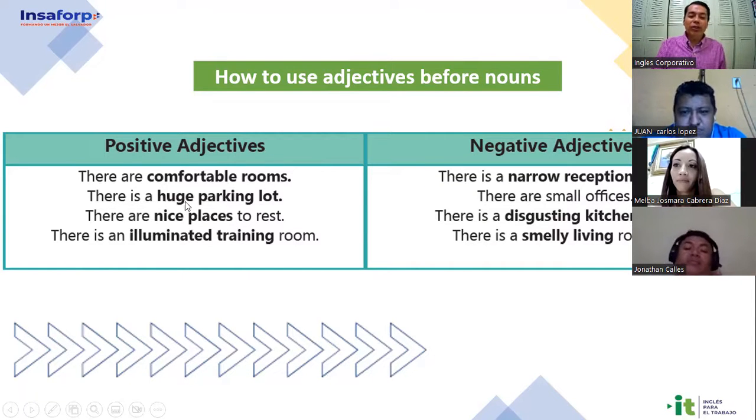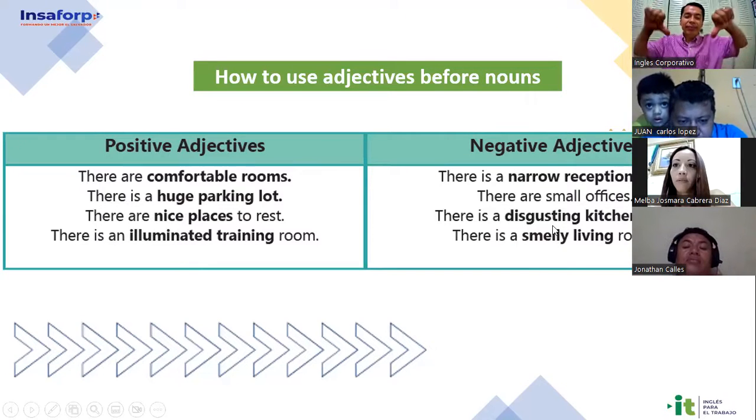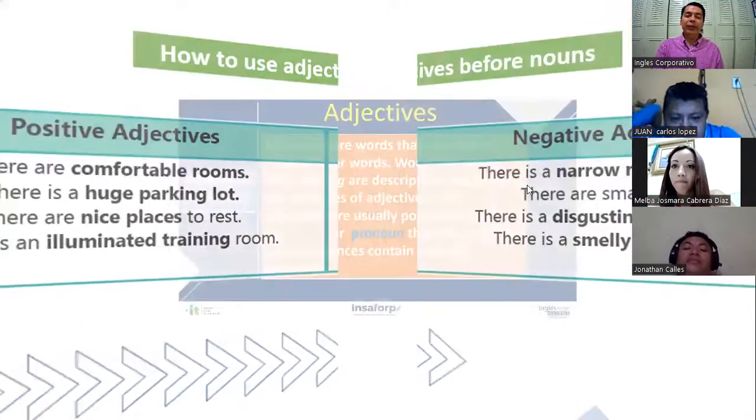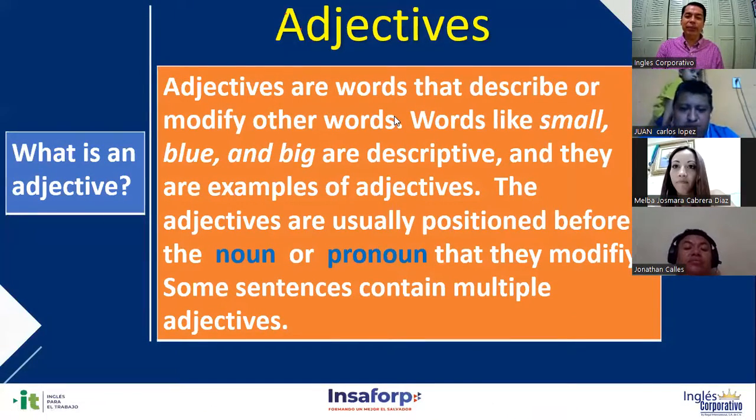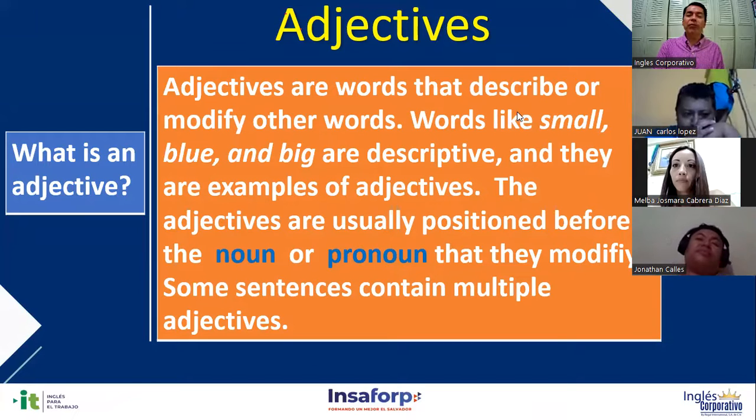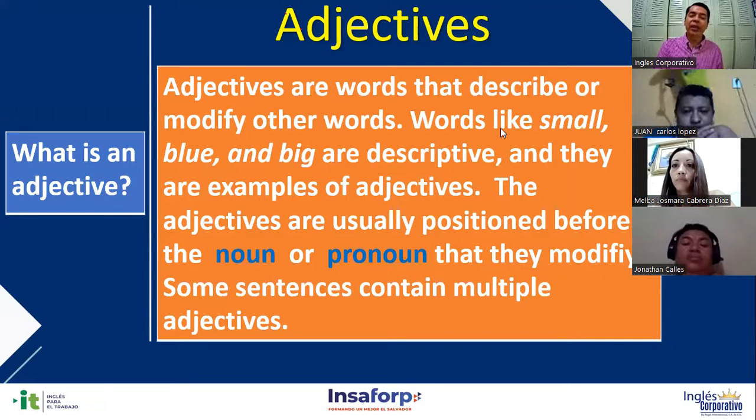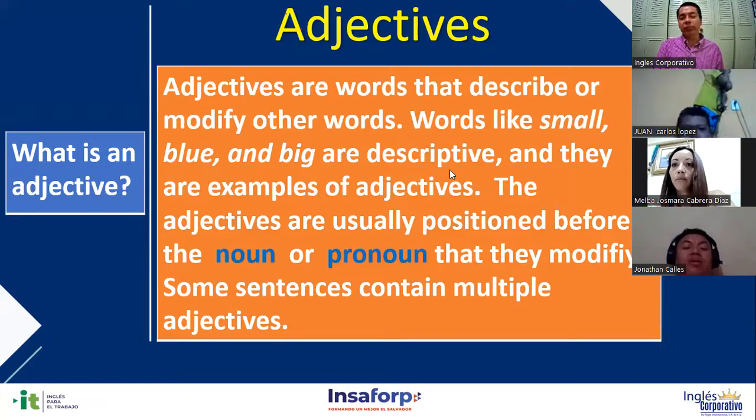So, comfortable, huge, nice, and illuminated, positive. Narrow, small, disgusting, and smelly, negative, right? Now, let's go to discuss what is an adjective. Listen to me, please. Adjectives are words that describe or modify other words. Los adjetivos nos dicen cómo modificar o cómo describir otras palabras, ¿sí? Entonces, the adjectives are words that describe. Example, small, blue, big, those are descriptive, right? Son palabras descriptivas. Me describen otra palabra, right?